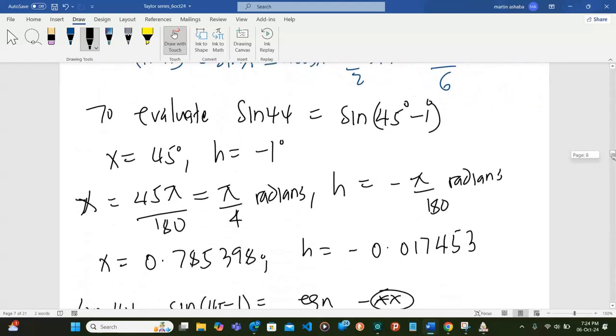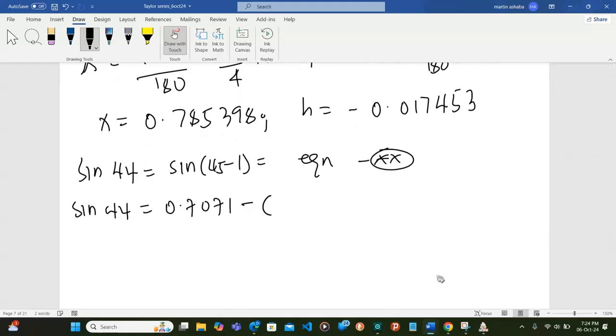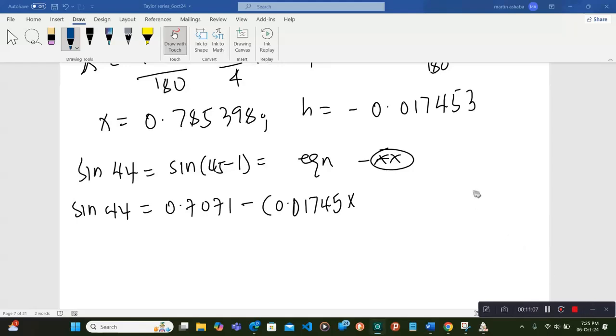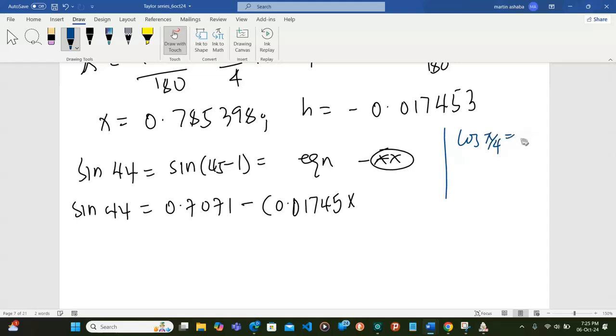Then we are going to subtract. Let me work that on our calculator. We must remember that cos of pi out of 4 is the same as sine pi out of 4, and this is the same as root 2 out of 2. This is the same as 0.7071. So that should be kept in our minds. So wherever you see sine 45, it is the same as cos 45.